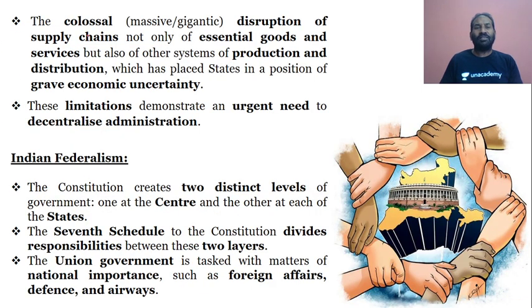And we have seen definitely a disruption in the supply chain, because of the national lockdown, because of the social distancing. We have experienced across the states, across the country, a disruption in the supply chain. And this is not just in regards to the essential commodities and services, but also in regards to the production and distribution also. This disruption of the supply chains, in regards to the essential goods, and the production and the distribution system itself, has placed the states in a position that they are facing grave economic uncertainty.